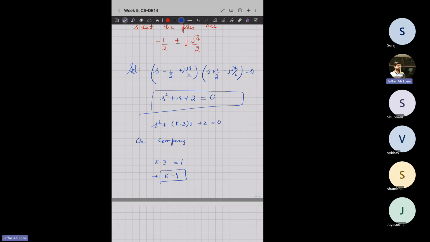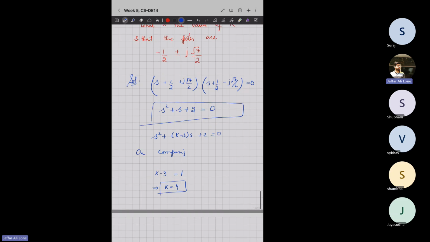Shamitha, have you understood everything? Exactly. Do you have any doubt, or okay? Jaya Sudha, is all clear? Probably you joined late, but not sure.